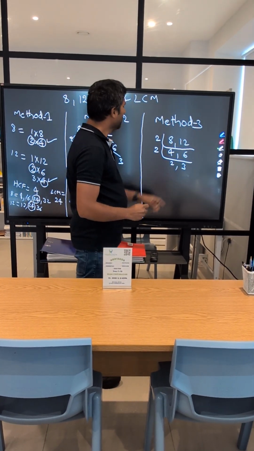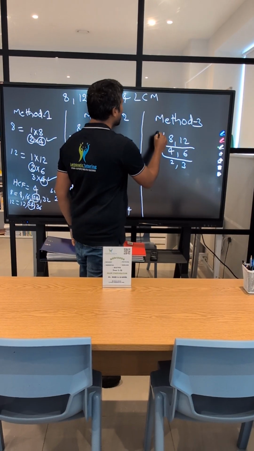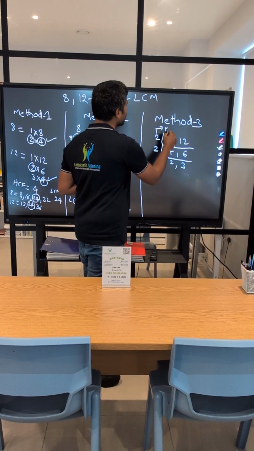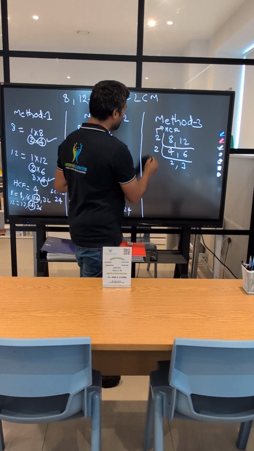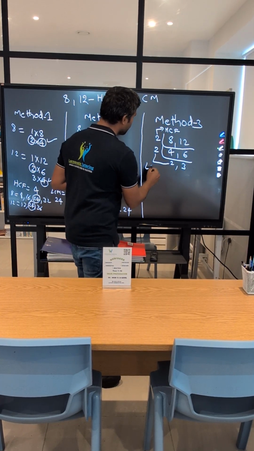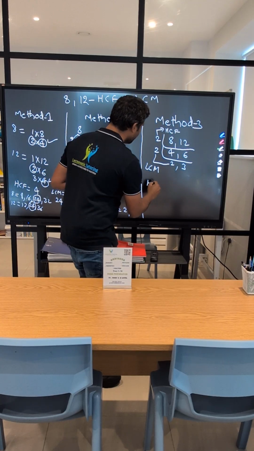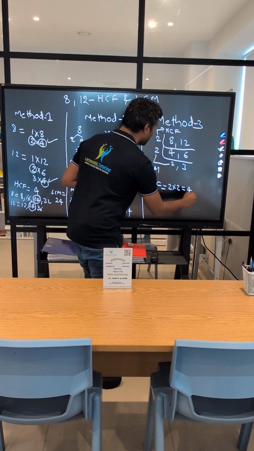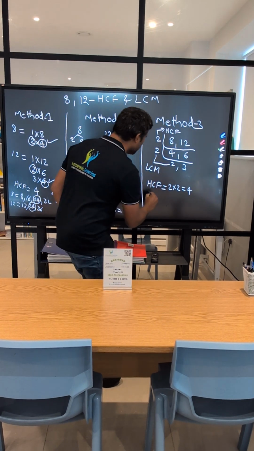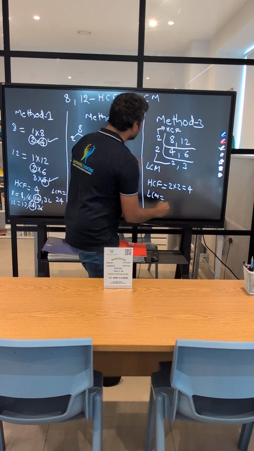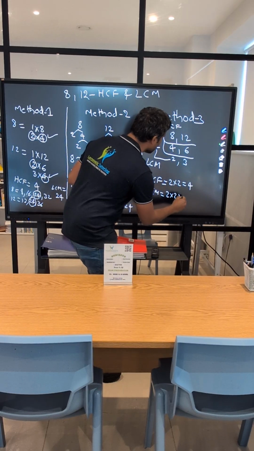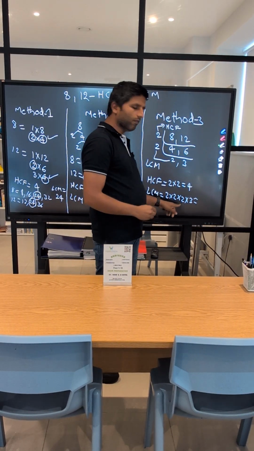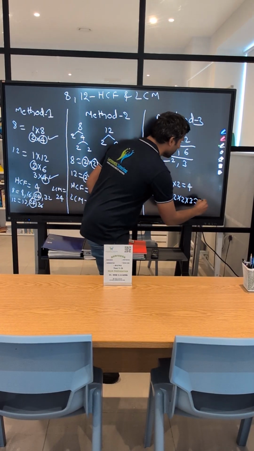So when it comes to HCF, you take the left side of the ladder as HCF, and LCM is everything. So HCF is the left side of the ladder, 2 times 2 equals 4. And then for the LCM, you take everything from there: 2 times 2 times 2 times 3. That equals 2 times 2 is 4, 4 times 2 is 8, 8 times 3 is 24.